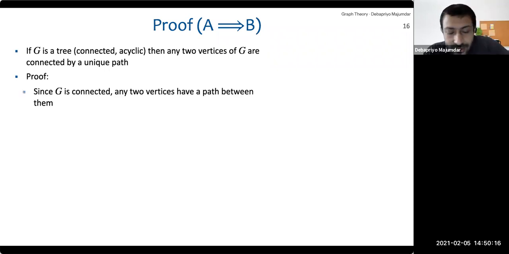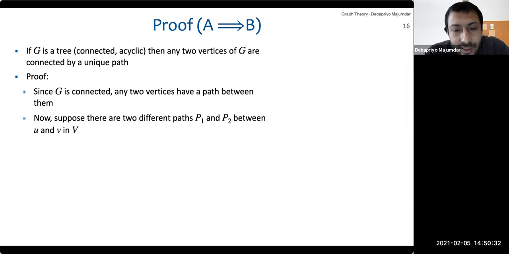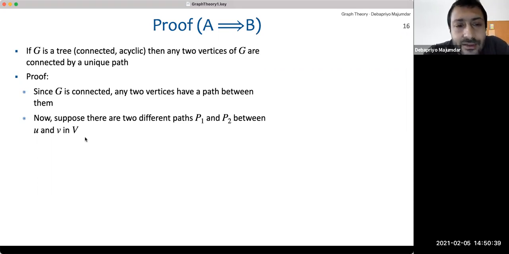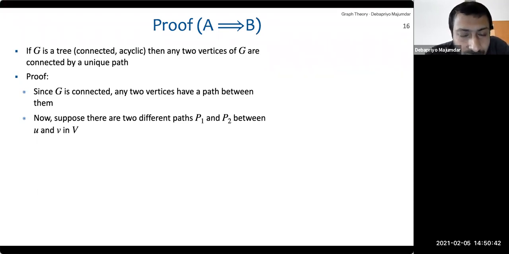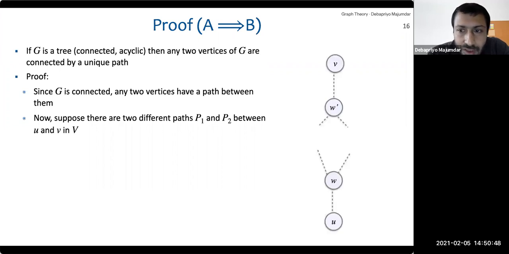So let's prove. Since G is connected, tree means connected acyclic. So since G is connected, any two vertices have a path between them. Done. So the path part is done, but we need to prove uniqueness of that path. Now suppose there are some two vertices, U and V, such that there are multiple paths between U and V. I mean two different paths at least, P1 and P2 between U and V.